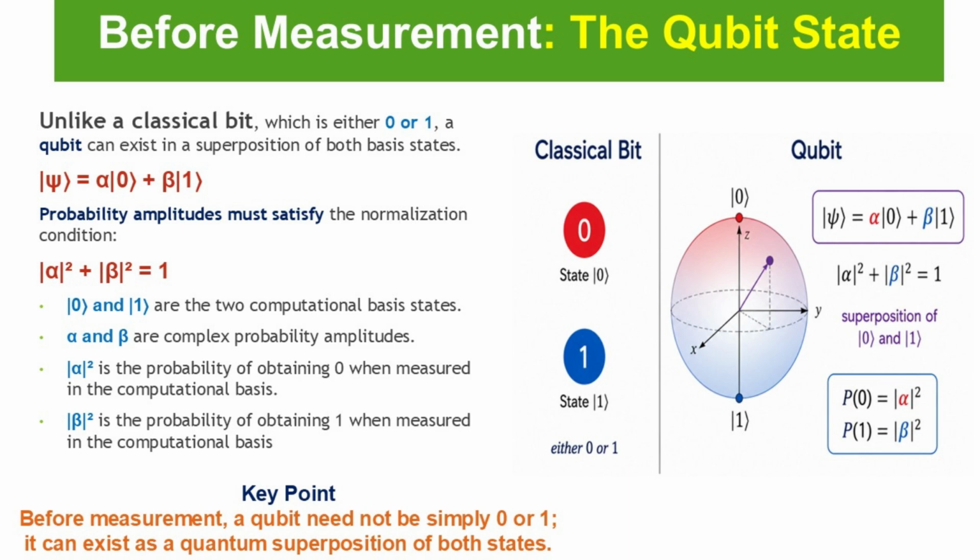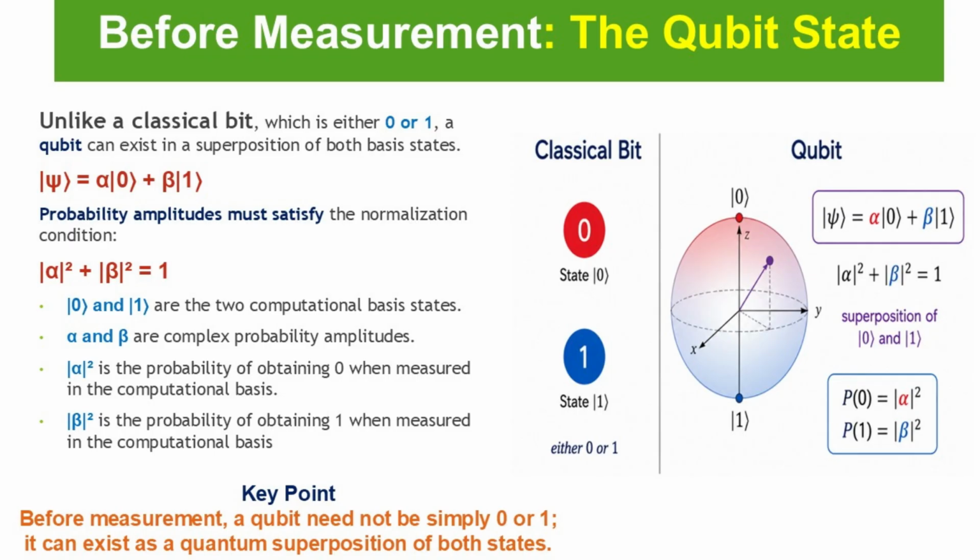Before measurement, a qubit can exist in a superposition. Its state is written as psi equals alpha times ket 0 plus beta times ket 1. Here, ket 0 and ket 1 are the two computational basis states. Alpha and beta are complex probability amplitudes. Their squared magnitudes satisfy modulus alpha squared plus modulus beta squared equals 1. When measured in the computational basis, modulus alpha squared gives the probability of obtaining 0, and modulus beta squared gives the probability of obtaining 1.